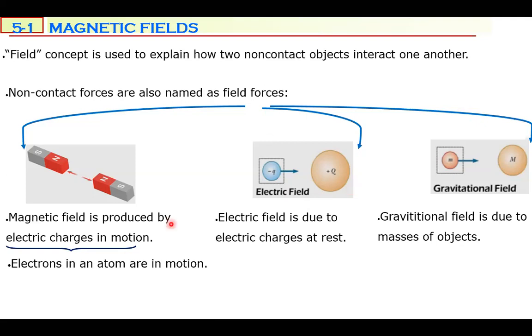And the third field force is the magnetic field, which is produced by charges in motion. So the difference between these two is that electric field is produced by electric charges which are at rest, they don't move, but magnetic fields are produced by electric charges which are in motion. So what is in motion in a magnet, or what is in motion in a substance? Of course, electrons are in motion. So electrons are moving inside a substance, and then they have two types of motion.